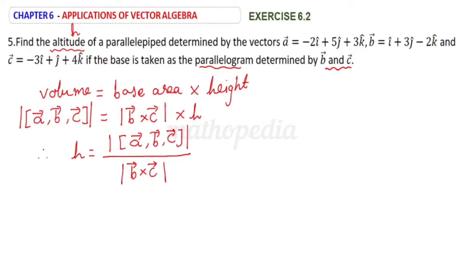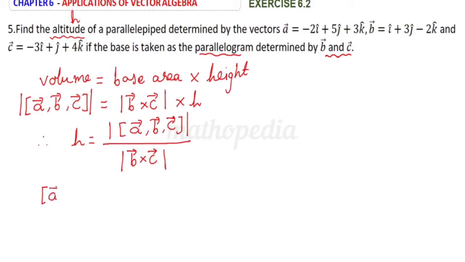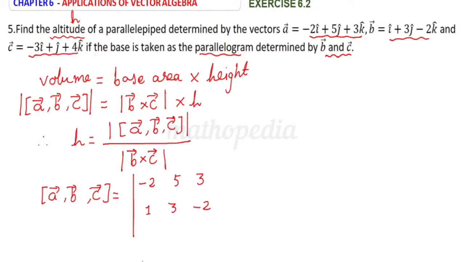Okay. So now first we will find the volume of the parallelepiped. So three vectors, a vector, b vector and c vector are given. So the box product of a vector, b vector, c vector is equal to the determinant of the coefficients of i, j and k vector. So -2, 5, 3, then 1, 3, -2, then -3, 1, 4.